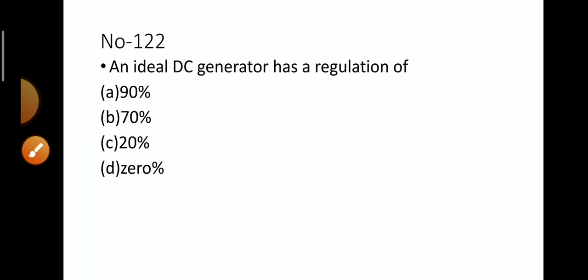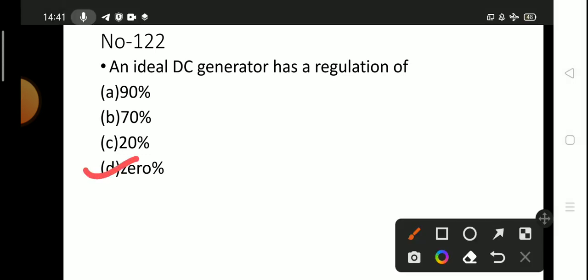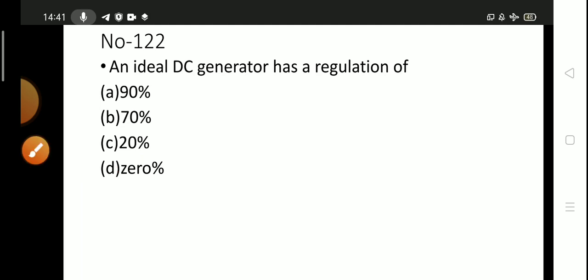Number 122, an ideal DC generator has a regulation of A. 90%, B. 70%, C. 20%, D. 0%. And the answer is D, 0%. And regulation means the change in voltage from no load to full load.